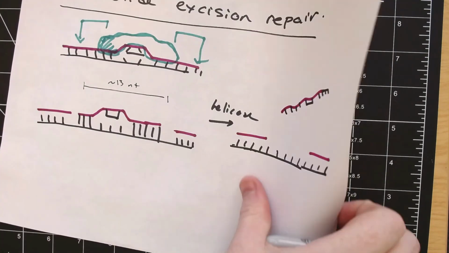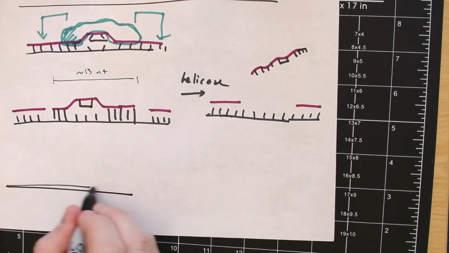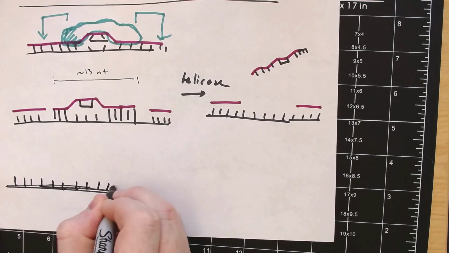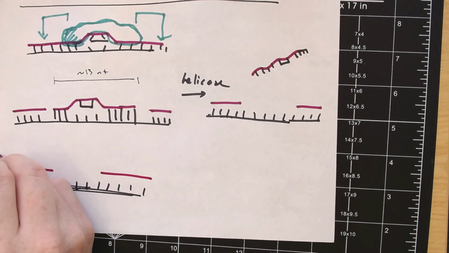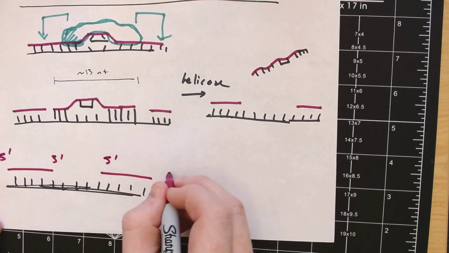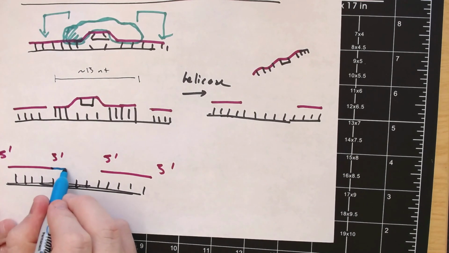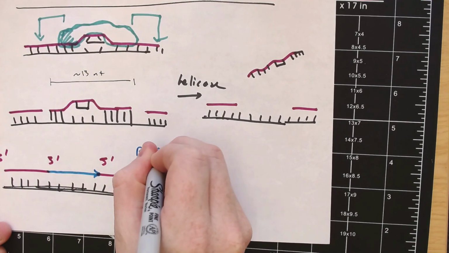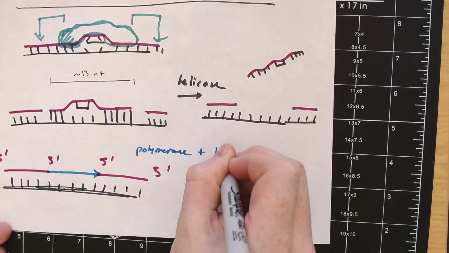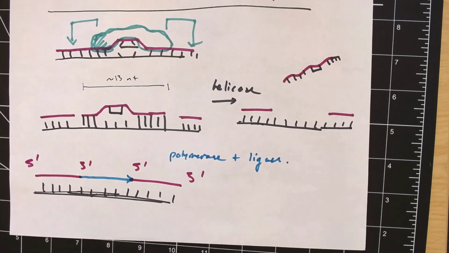And then once we have done that, then it's as simple as all the other pathways we've looked at before, in which the gap can be filled in by extension here. So if this was the 5', 3', 5', 3' ends here, then it's a simple matter for polymerase to come in, fill this in. So polymerase plus ligase will fix this problem, just like we've seen many times before.